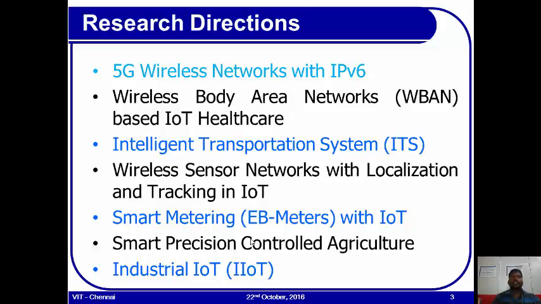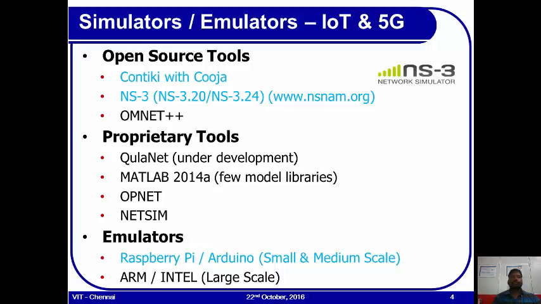The research directions are 5G wireless networks with IPv6, wireless body area networks based IoT healthcare, intelligent transportation system, wireless sensor networks with localization and tracking, smart metering with IoT, smart precision controlled agriculture, industrial IoT, Industry 4.0.